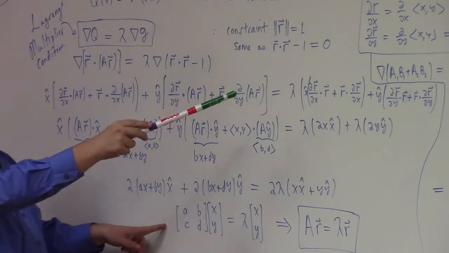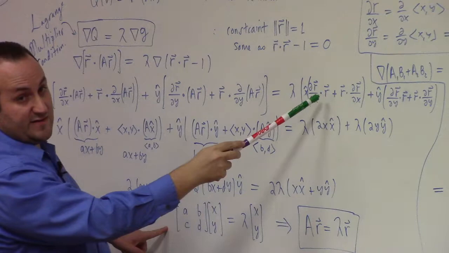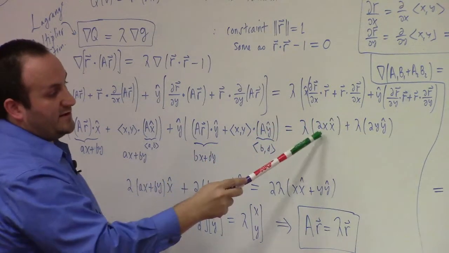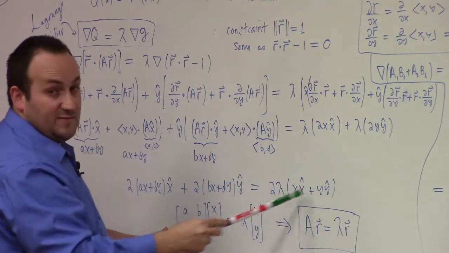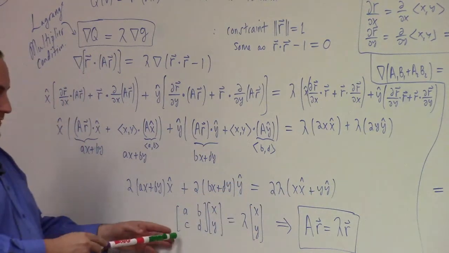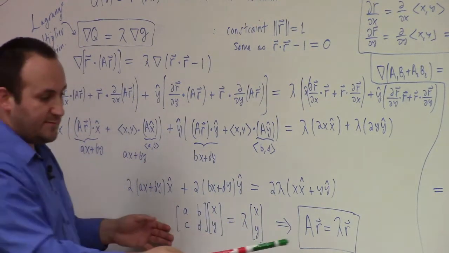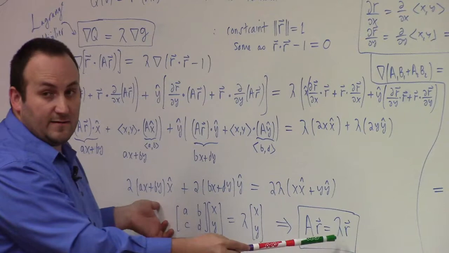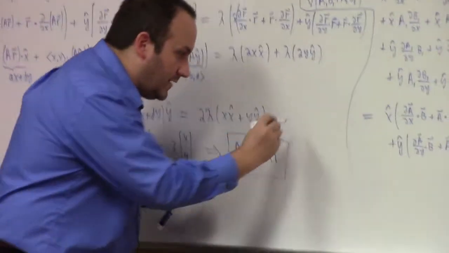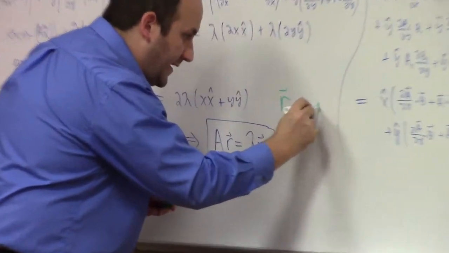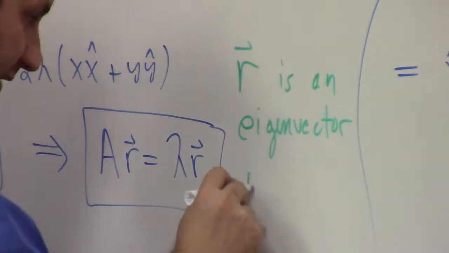And on the other side, really cool things happen too. X partial r partial x is x hat dot r is just x. This is also just x, so I get 2x, x hat. Over here I get 2y, y hat. In short, I get twice the vector. And so we come to this equation, and once the dust settles, the Lagrange multiplier condition simply becomes Ar is equal to lambda r. This equation I have boxed means that r is an eigenvector with eigenvalue lambda.